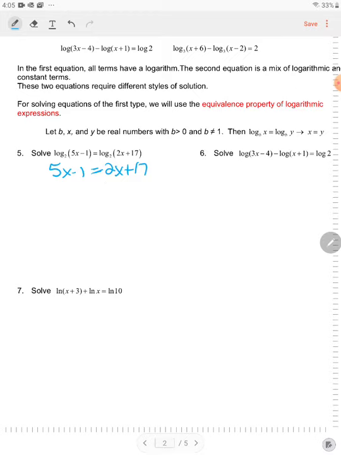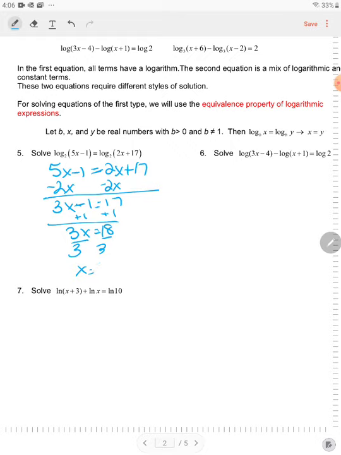So we're going to move the x's to one side. So we'll move the smaller x, and the numbers to the other. So you get 3x minus 1 equals 17. Plus 1. 3x equals 18. Divide by 3, x equals 6.